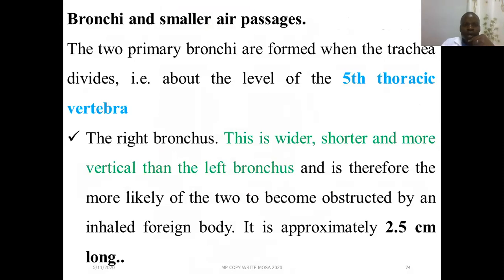The two primary bronchi are formed when the trachea divides, i.e., at about the level of the fifth thoracic vertebra. The right bronchus is wider, shorter, and more vertical than the left bronchus, and it is therefore more likely of the two to become obstructed by an inhaled foreign body. It's approximately 2.5 centimeters long. So we are just explaining the comparison between the two. It is wider and it is short, and this explains why it can be obstructed easily.